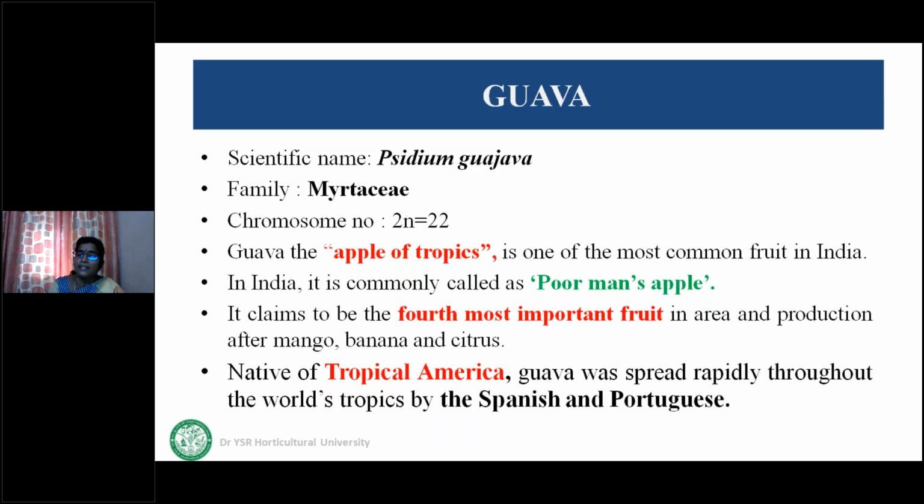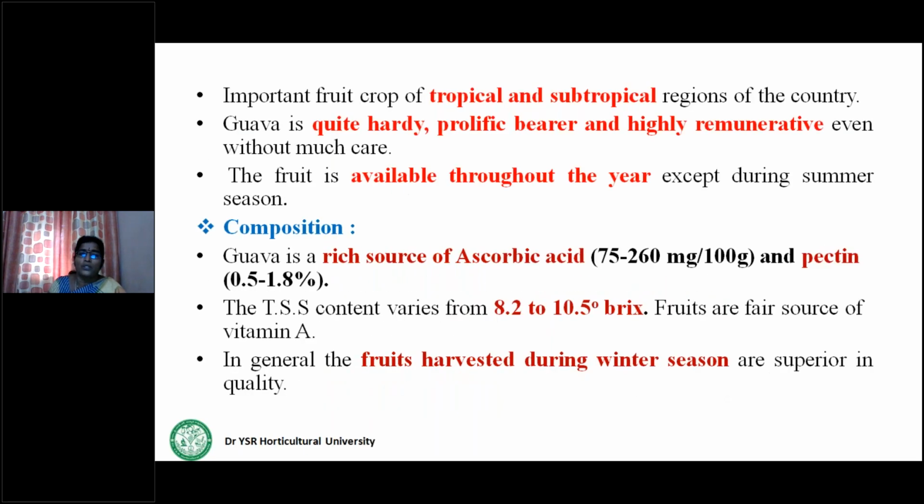And it is native of tropical America, but it has spread to the entire world very rapidly by Spanish and Portuguese. So it is an important fruit crop and can be grown in tropical and subtropical regions of the country. It's quite hardy and a prolific bearer, and it is highly remunerative. It can be grown even with little care, and it is available throughout the year except in summer.